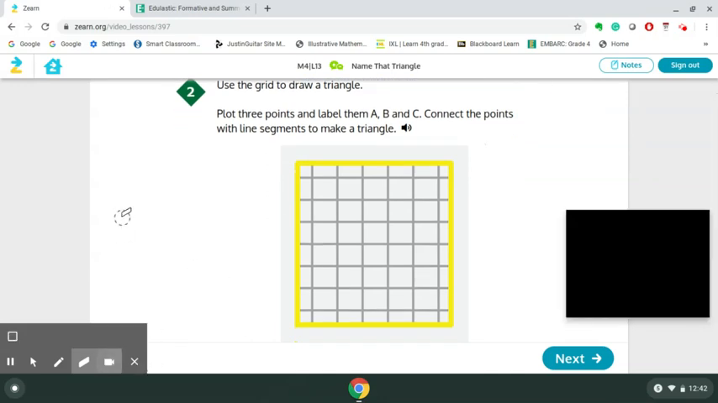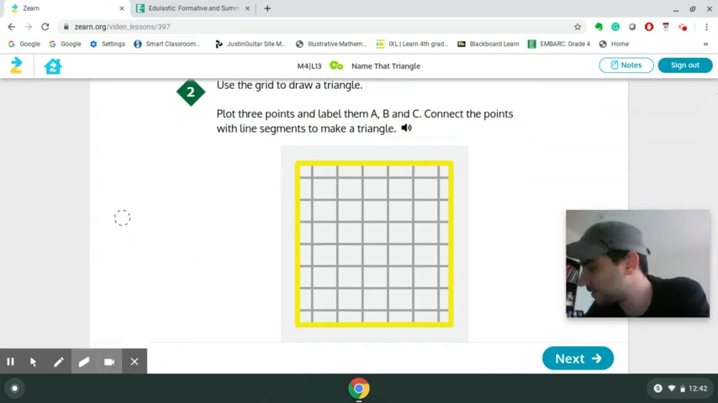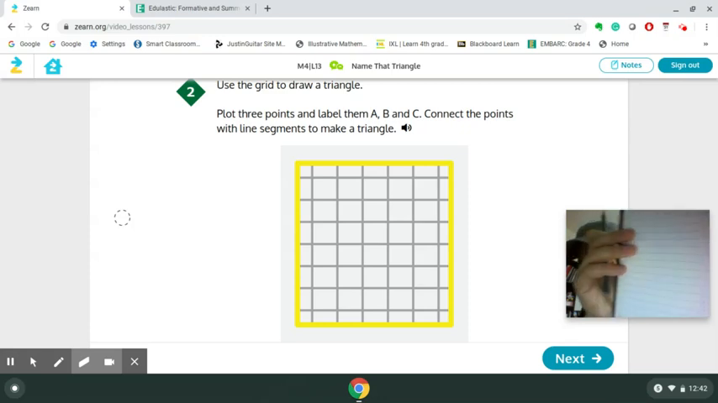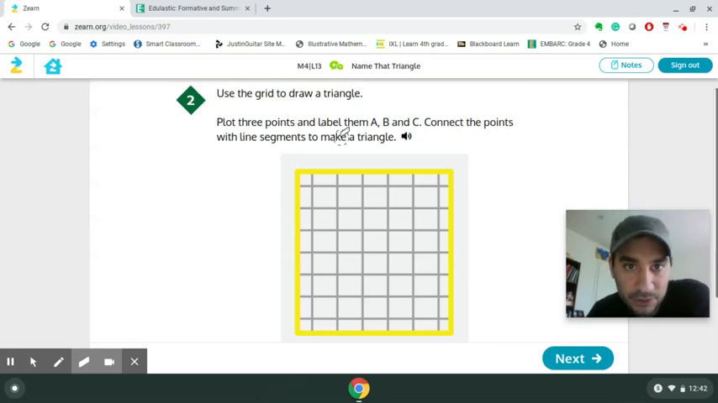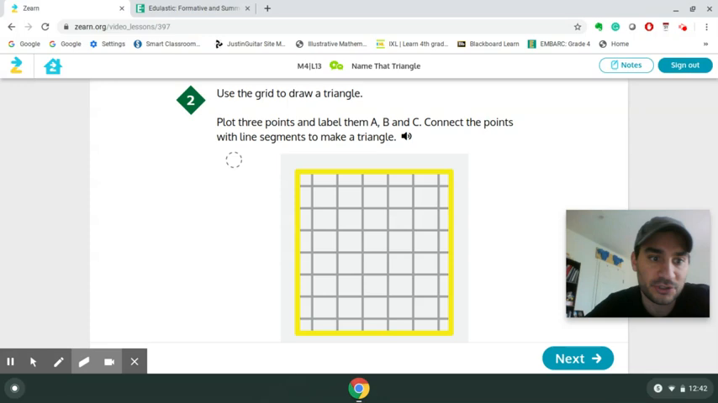All right, y'all. I don't know if you have graph paper at your house. It's okay if you don't. You might be able to use lined paper if you have a notebook. If you don't, that's fine. You can maybe trace with your finger on your screen. That's totally fine too. But we're going to use the grid to draw a triangle, plot 3 points, and label them A, B, C. Connect the points with line segments to make a triangle.